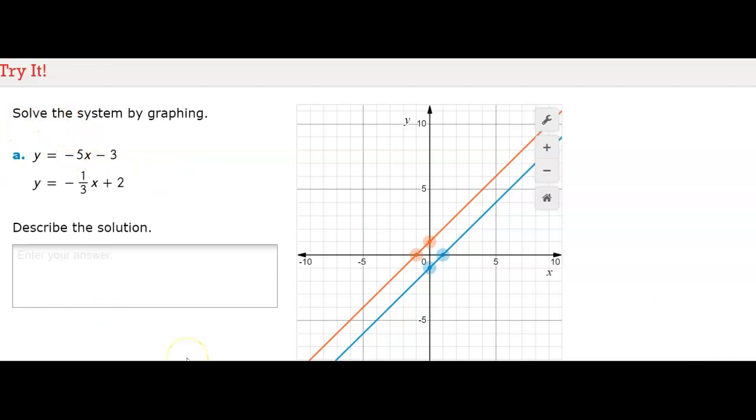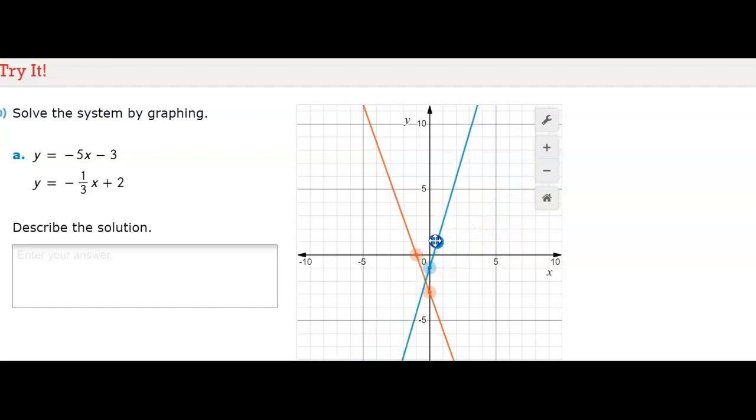Solve the system by graphing. Part A. Y equals -5 times x minus 3. Y equals -1/3 times x plus 2. Describe the solution. We're going to start by graphing the y-intercept. So for the first one here, our y-intercept is -3. So that'll be here. And the second equation in blue, our y-intercept will be 2.